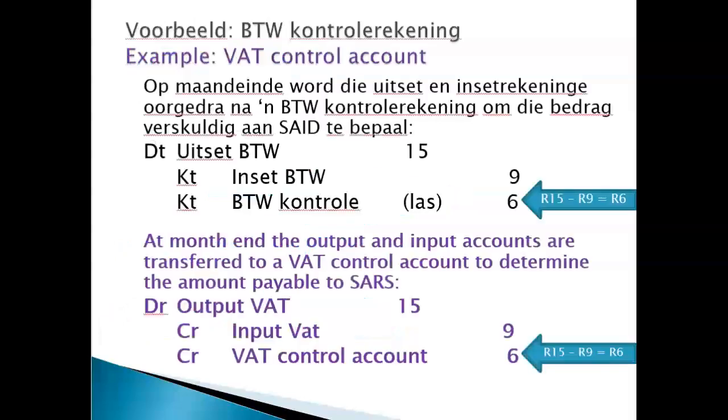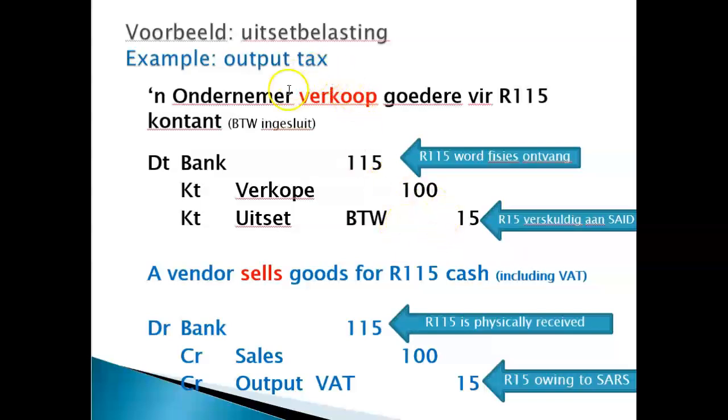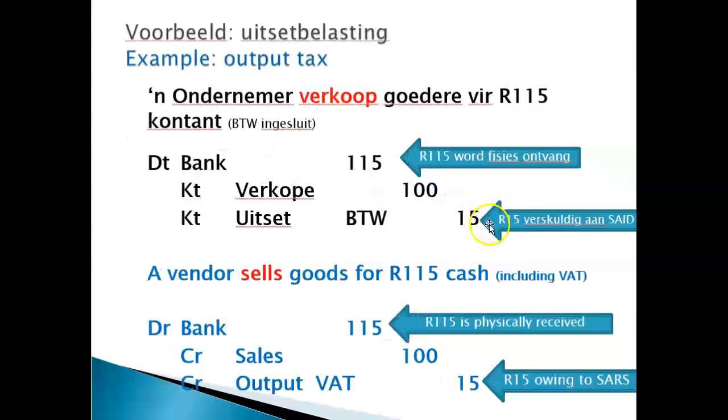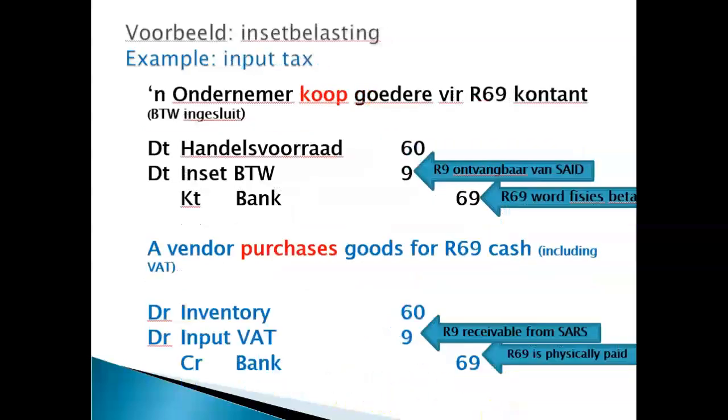So let's do an example. Let's say at month end, the output and input accounts are transferred to a VAT control account to determine the amount payable to SARS. So if we take our same example that we had here, we had output VAT of 15 Rand and we had input VAT of 9 Rand. So the 15 Rand was a credit balance here in my output account. So in order to get rid of it, I would have debited VAT output, 15 Rand. I would have credited the VAT control account, 15 Rand.